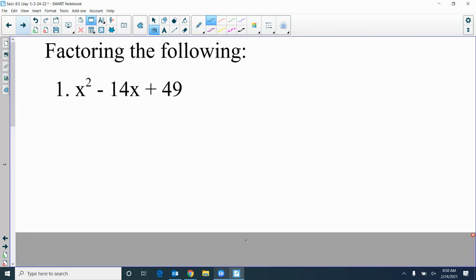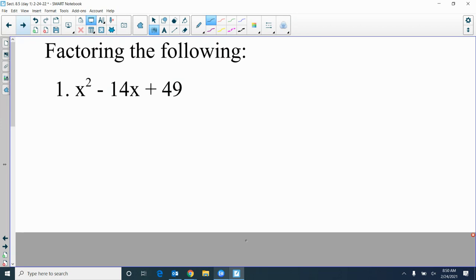All right, this is on your guided notes. What is x squared minus 14x plus 49? There's no number in front of the x squared. So it multiplies to get 49, adds to get -7 or -14. Joe?